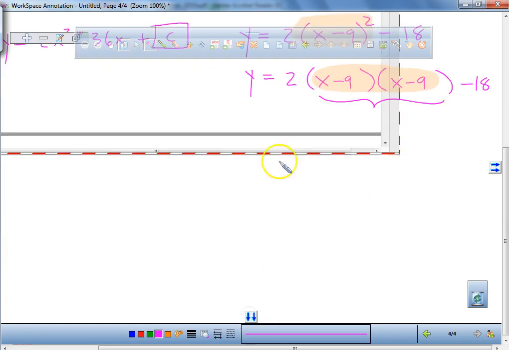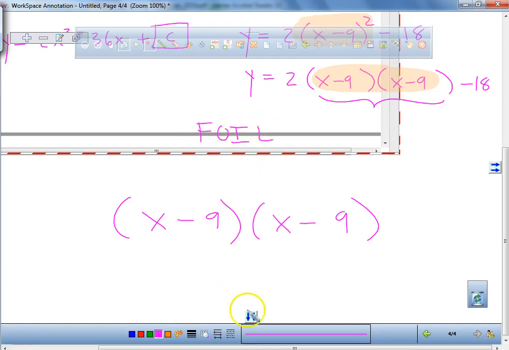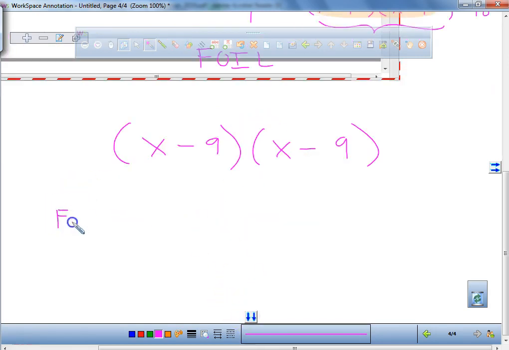Right now, down here, I'm going to do it nice and big. We're going to do x minus 9 times x minus 9, and we are going to practice the FOIL method, which is first, outside, inside, last. So I'm going to put F for first, O for outside or outer, I for inside or inner, and L for last. We're going to do the first products, the outside products, the inside products, and finally the last products. Everybody needs to know how to do the FOIL method.